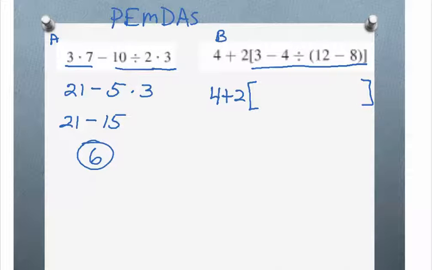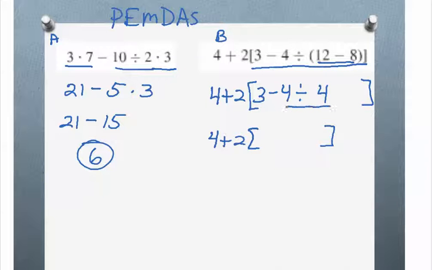So here I've got parentheses inside parentheses. I'm going to do 3 minus 4 divided by, and then I've got this set of parentheses right there. 12 minus 8 is 4. Now within the parentheses, I have to look at the order of operations. I have no exponents. I do have division. Okay, so I'll do that next. So I'm going to do 3 minus, well, 4 divided by 4 is 1. And now I'm going to continue to finish what's in the parentheses. 3 minus 1 is 2.